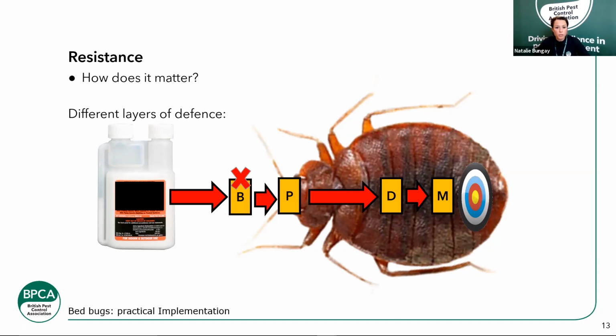So there are a few layers of defense that bed bugs have, and I don't expect you to remember all of those. So penetration resistance, detoxification resistance, and then the mutant site of action changes its structure and stops that insecticide from working. They're really important because why I wanted to go into detail with this is because this could be, and probably is, one of the big causes of treatment failures, possible resistance. And how do you find out whether a population is resistant? And normally it's through failure.